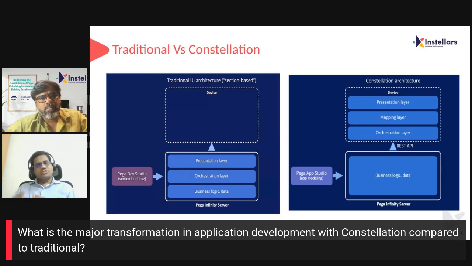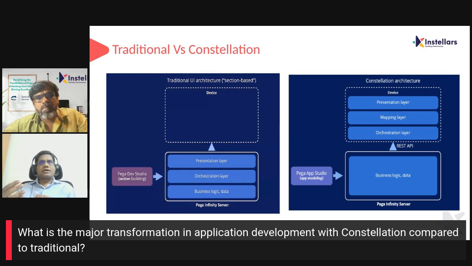When it comes to Constellation, there are two aspects different from the traditional one. One is what we call outcome-based design. The configuration approach in Constellation focuses on business outcomes rather than just adding features. Using App Studio, we configure the business process and, based upon the outcome and the business need, let the system generate the rules automatically. That is outcome-based design.